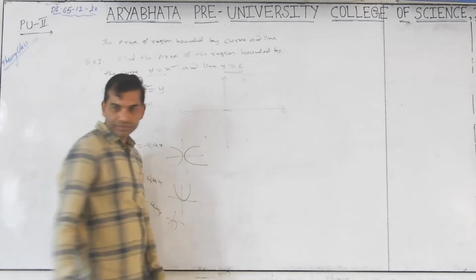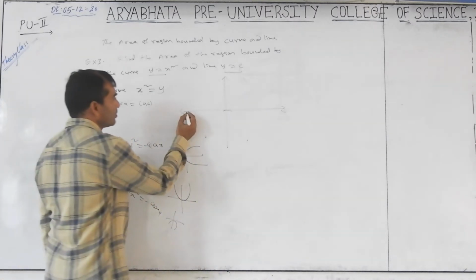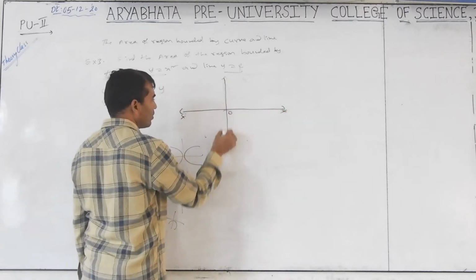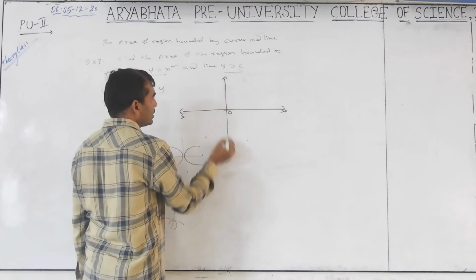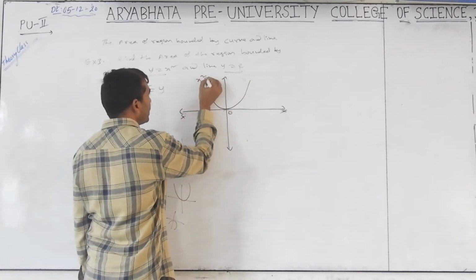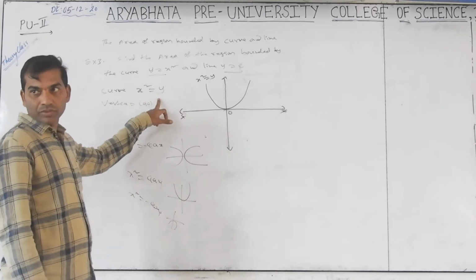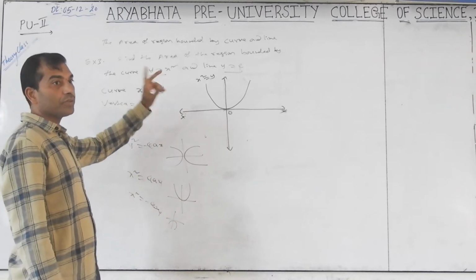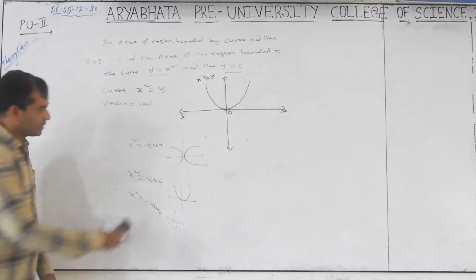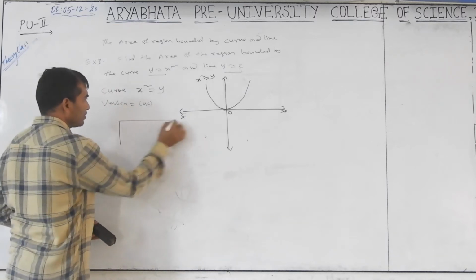X, X dash and Y, Y dash. Right? This is the curve. How have I drawn this? Because we know the parabola graph. If you don't know the parabola graph, you take the points. If you know it, you can draw easily. When you don't know, you should draw like this.